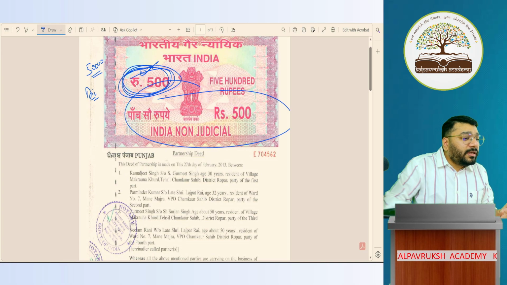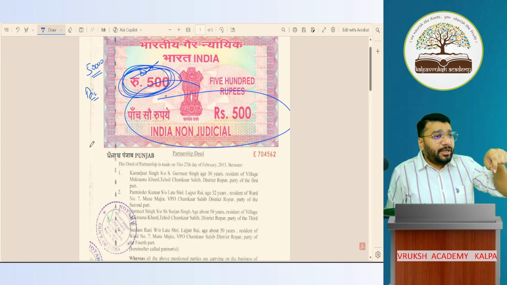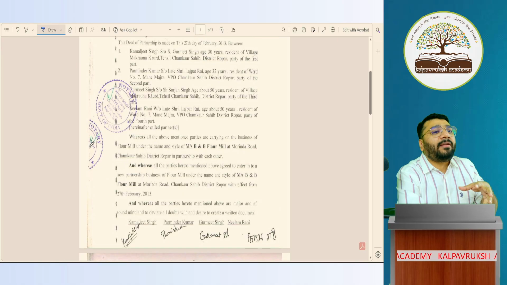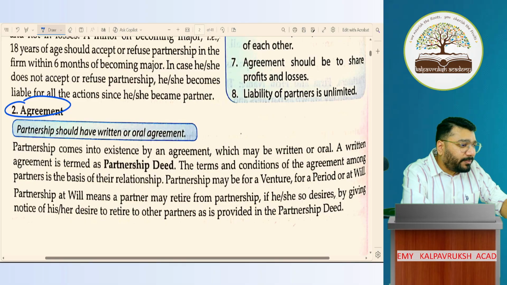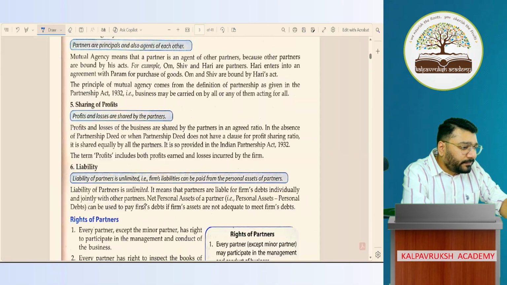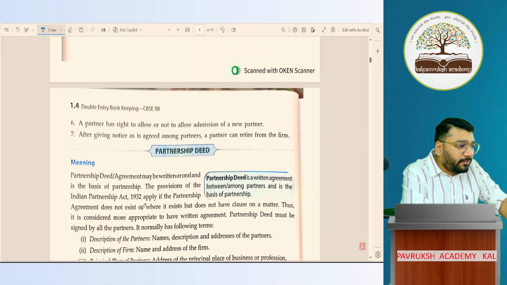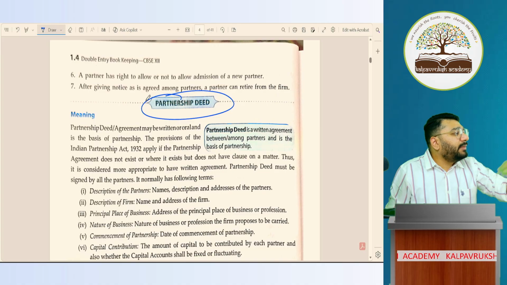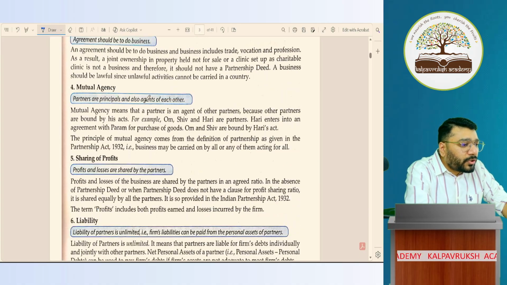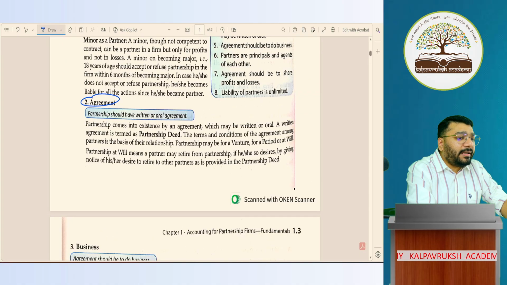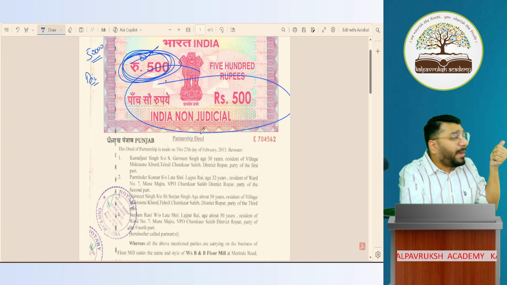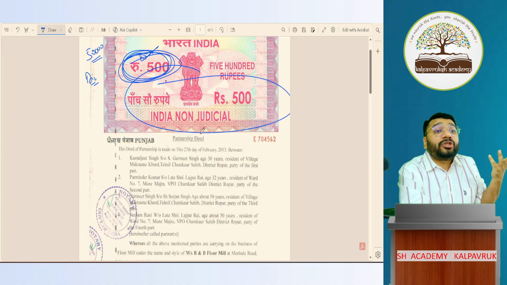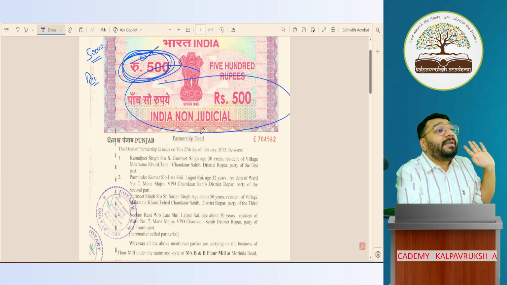Now, if you have a partnership in writing, this is how it will look. In some time, I'll try to read the contents of the partnership deed. If you come back here, on page number 4, there is the content of the partnership deed. I'll discuss this in more detail. All I'm trying to tell is that if you have a partnership in writing, it is called a partnership deed. If you want to know how a partnership deed looks like, this is how it looks.